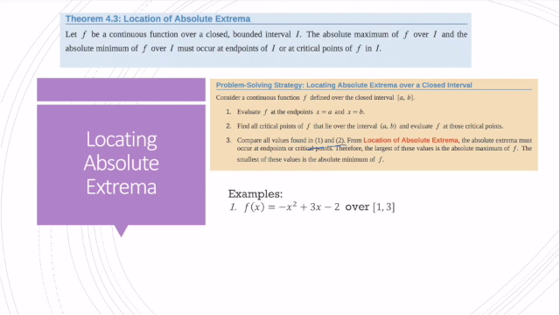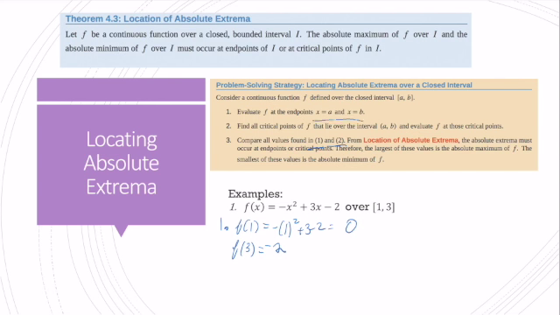So the first thing I want to do is find the value of f of x at the endpoints. So f of 1 equals negative 1 squared plus 3 minus 2, that's going to give me 0. Next I have f of 3. That's going to give me negative 2. Okay, so those are our values. We evaluated the endpoints. Awesome.